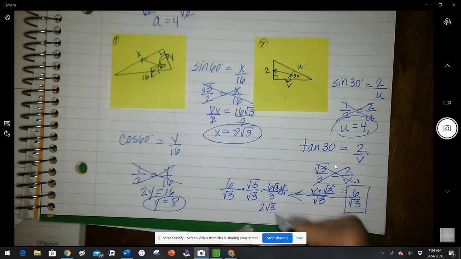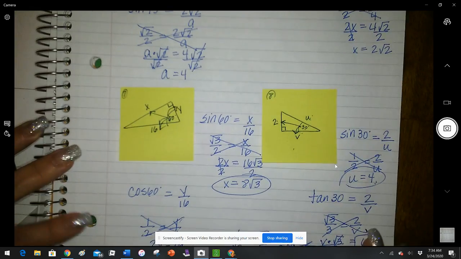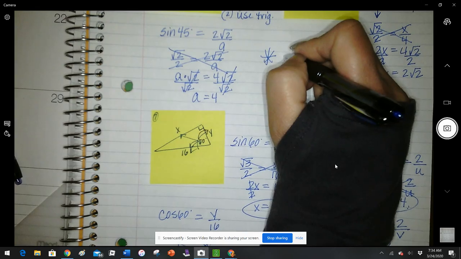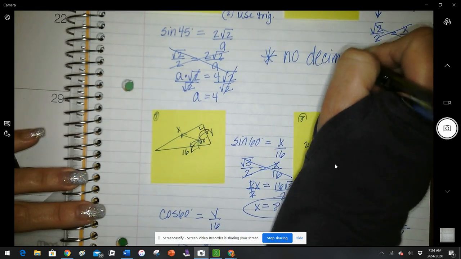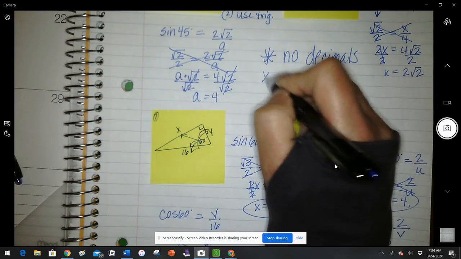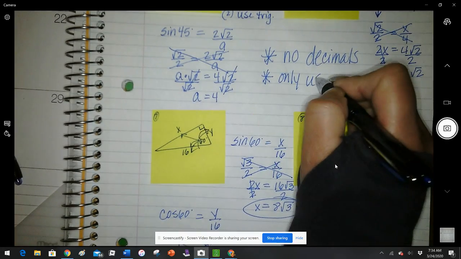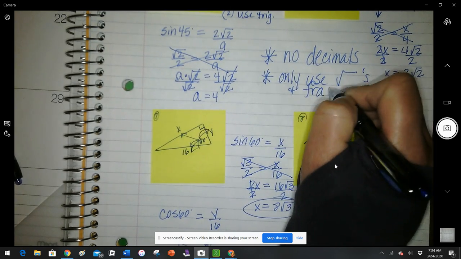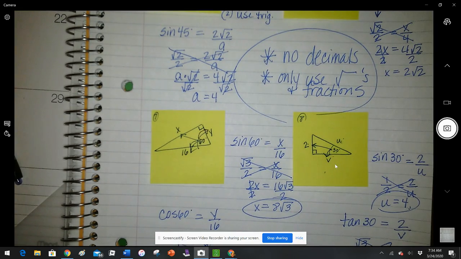I'm so sorry. Okay, so I hope that helps a little bit. You want to make sure definitely that you have no decimals, that you leave your things in radical form. So I want you to only use radicals and fractions, okay, to get these solved. All right, I hope that helps.